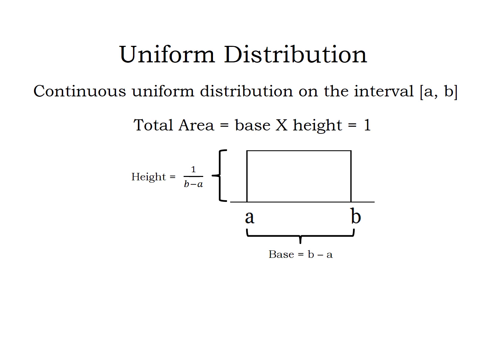Right? 3 times 1/3 is 1. 2 times 1/2 is 1. Whatever B minus A is, we're going to multiply that by 1 over B minus A for the height, and then our total area will be 1. So when we say something has a uniform distribution, all we're saying is it has a probability density function of the form f of x is equal to a constant. In particular, the constant is equal to the reciprocal of the distance between point A and point B. Let's look at a specific example here.